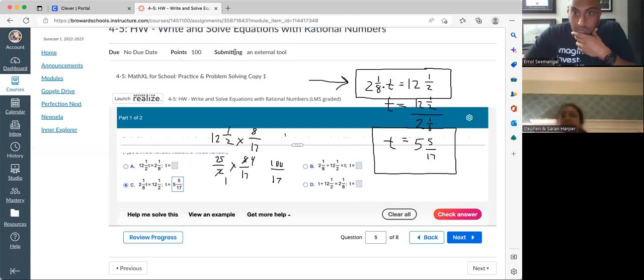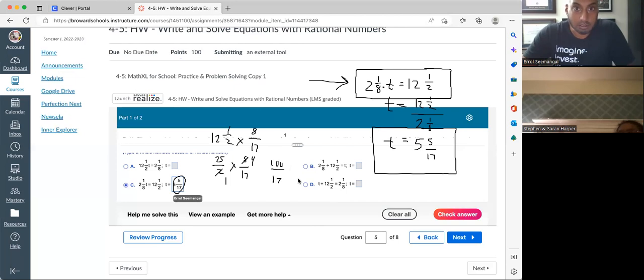Okay, I'm back. I'm trying to check why C is wrong. Remember it said one of the answers is wrong. 5 divided by 17, that part doesn't seem right. 17 times 5 is 85. That's 90. Yeah, this part's not right.